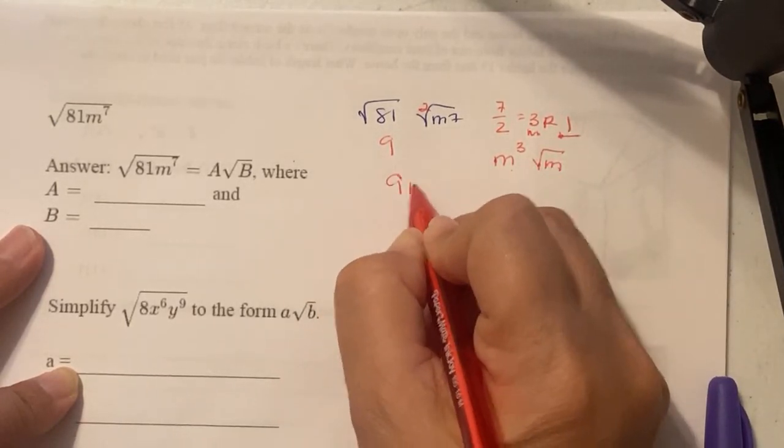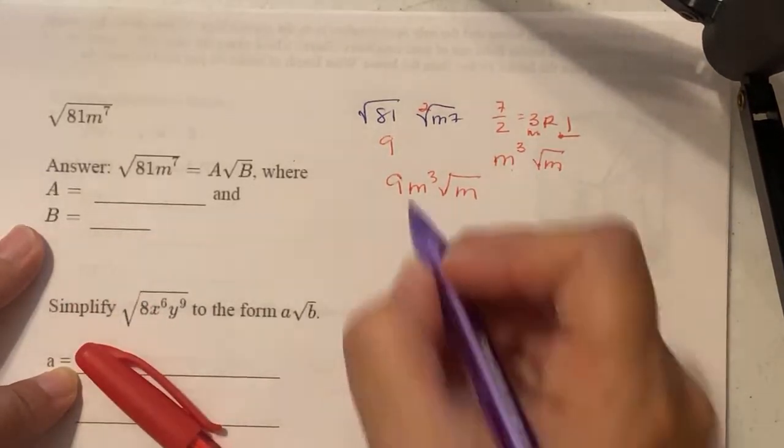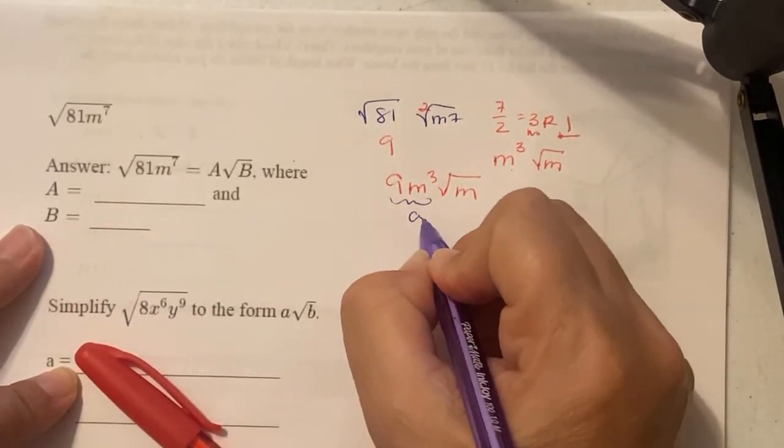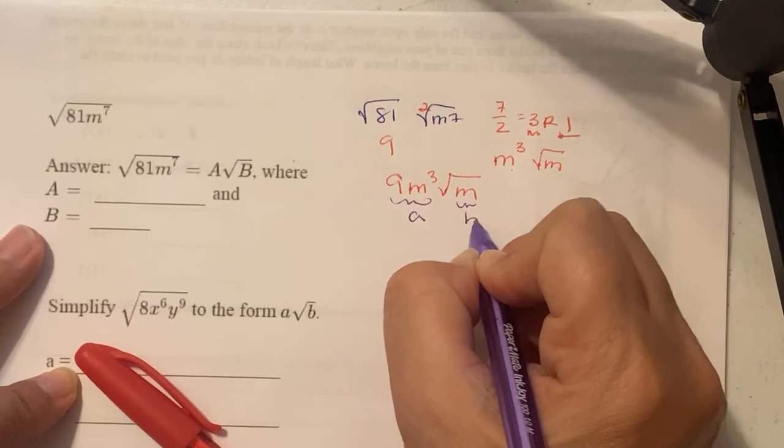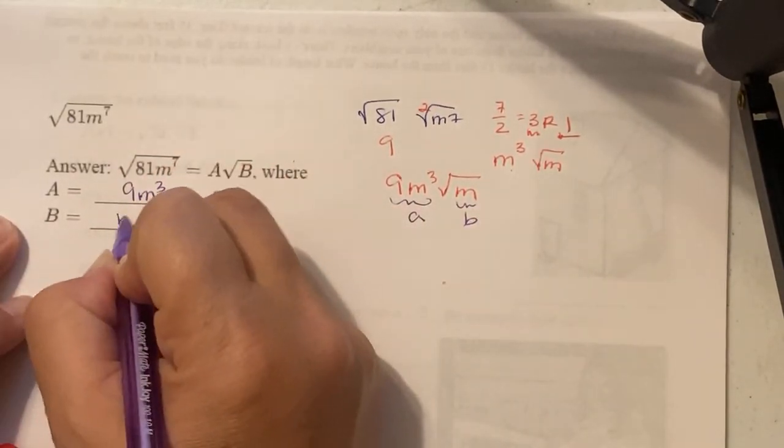So if we link it all together, this portion here represents the A. This value on the inside represents the B. So 9m to the 3rd, and then an m.